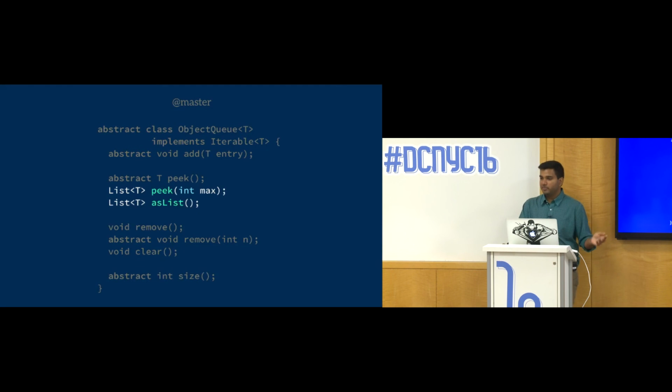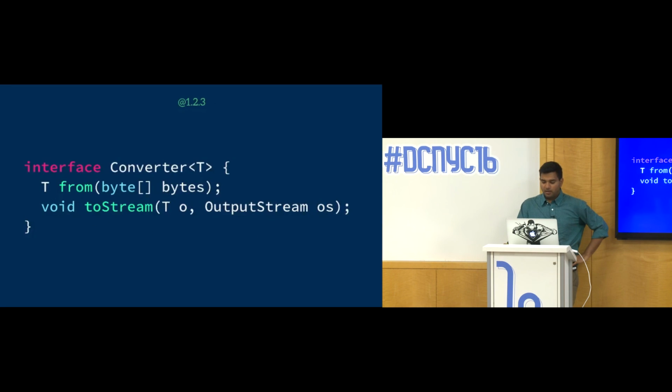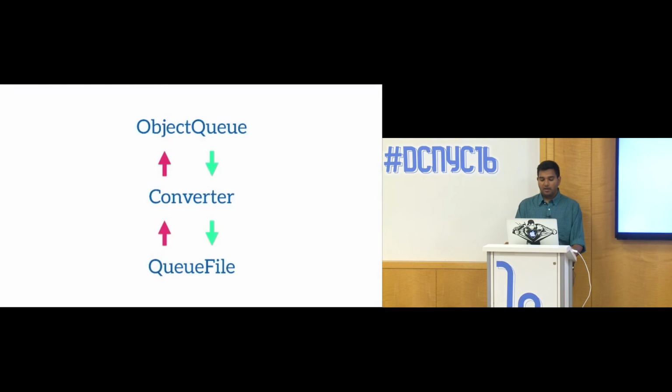Or you can just say, give me a snapshot of this current queue as a list. And you'll probably use both in batch processing. QueueFile works with bytes, and ObjectQueue deals with plain old Java objects. So the converter is the interface that bridges bytes and objects. If you use Retrofit, this is similar to a Retrofit converter in that way. Essentially, the converter converts Java objects to bytes before handing them off to QueueFile, and it converts bytes to Java objects before returning them to ObjectQueue.